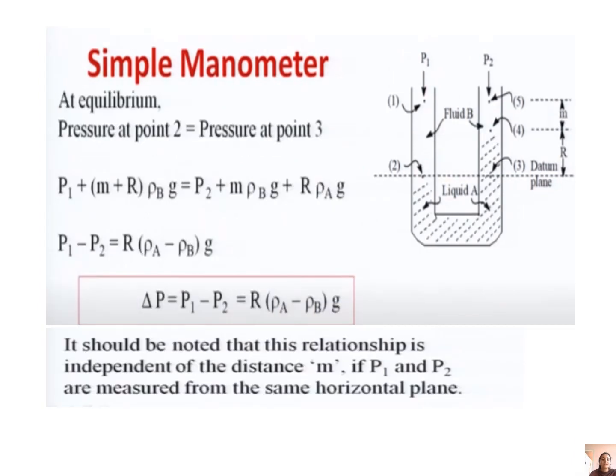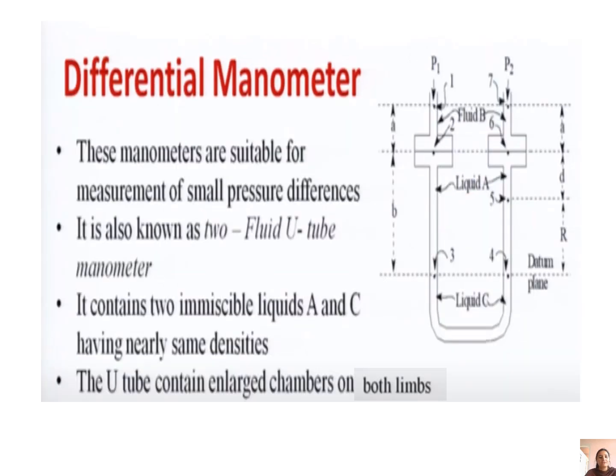At equilibrium, we can see that the pressure at point 2 is equal to the pressure at point 3, so P1 plus (M plus R) rho B g is equal to P2 plus M rho B g plus R rho A g. That means the pressure difference is equal to R (rho A minus rho B) g. It should be noted that the relationship is independent of the distance M if P1 and P2 are measured from the same horizontal plane.